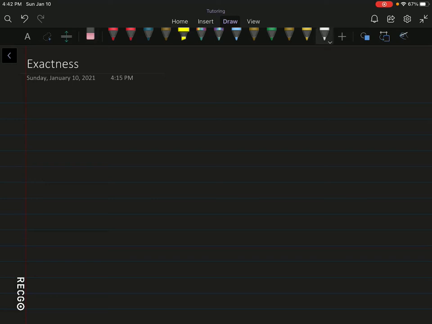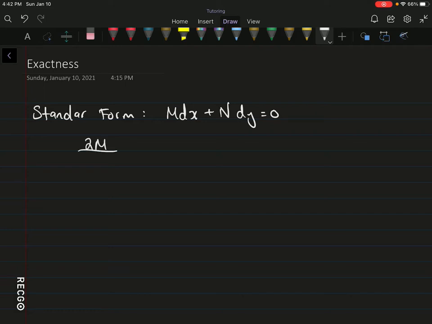Okay, so today we'll be going over exactness. There's a few things that we need to know before we can start doing examples. First off, standard form for exactness problems is M dx plus N dy is equal to 0. If the partial derivative of M with respect to y is equal to the partial derivative of N with respect to x, then the problem is exact.